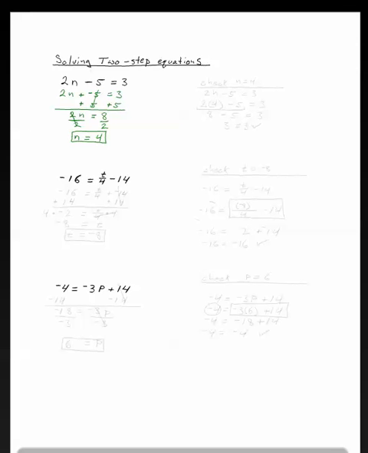In our second equation, we have negative 16 equals t divided by 4 minus 14. So the first thing is to change subtraction to addition of the opposite. So we have negative 16 equals t divided by 4, and then instead of minus 14, we're going to write this as plus negative 14.